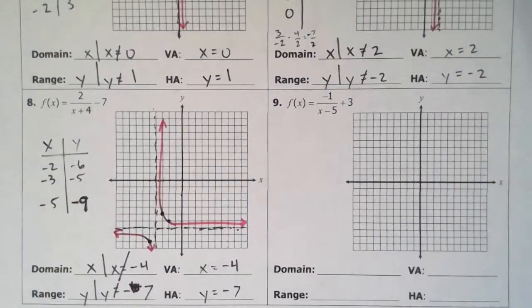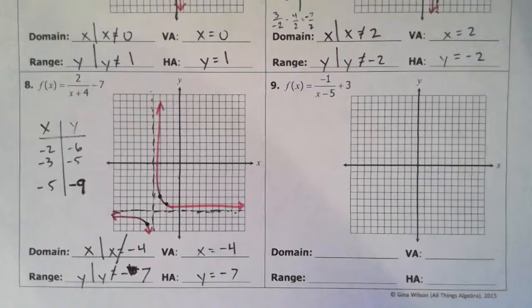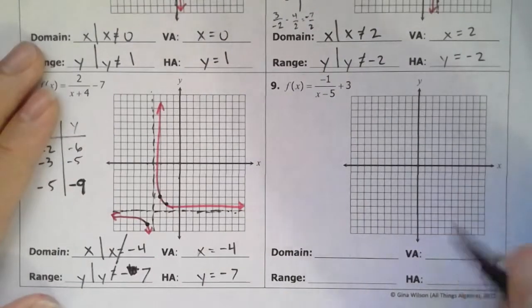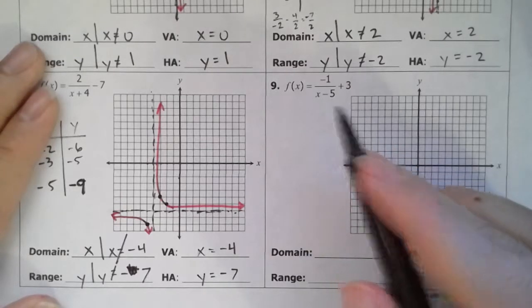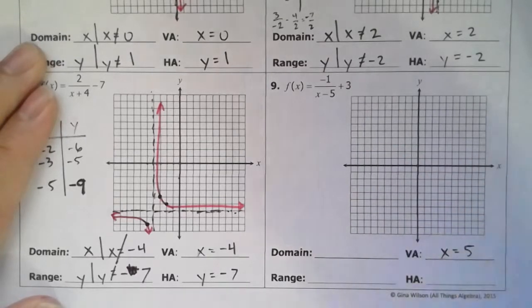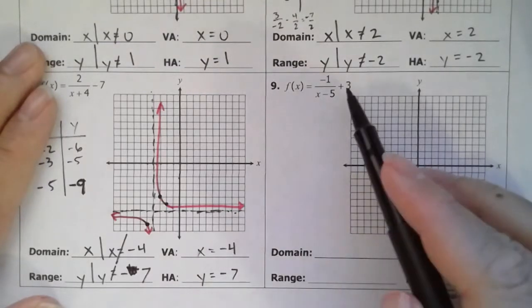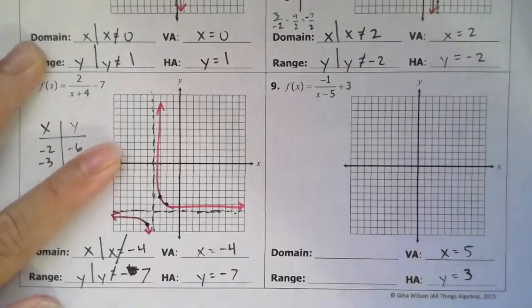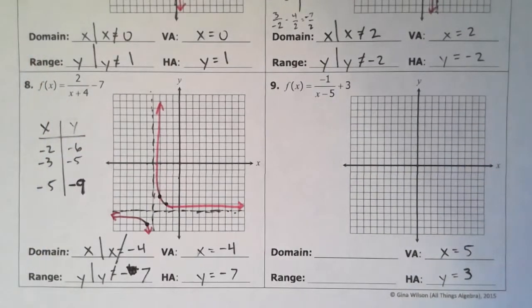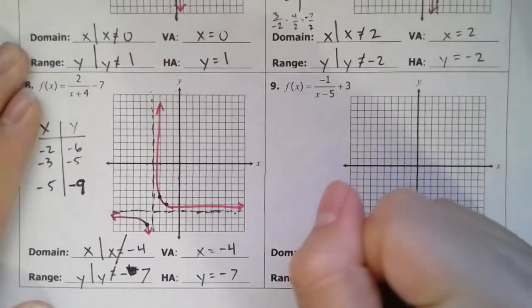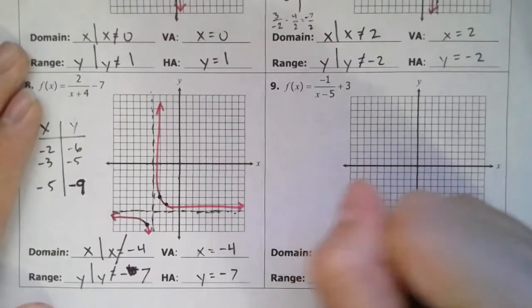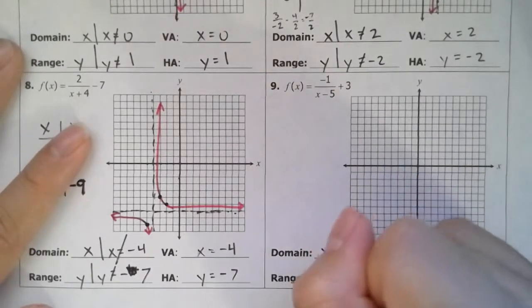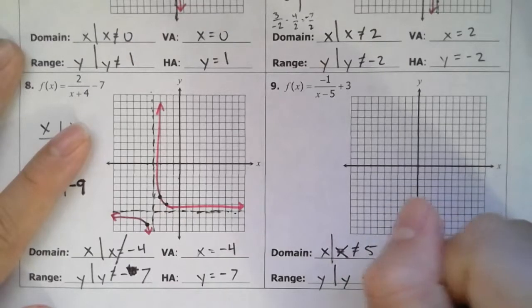Okay, for number 9, I have a shift to the right of, oh sorry, positive 5, because it's minus 5 here, right? So x is 5, and then I have a vertical shift of 3, so y is 3 there. So then my domain and range: all x such that x can't be 5, and all y such that y can't be 3.